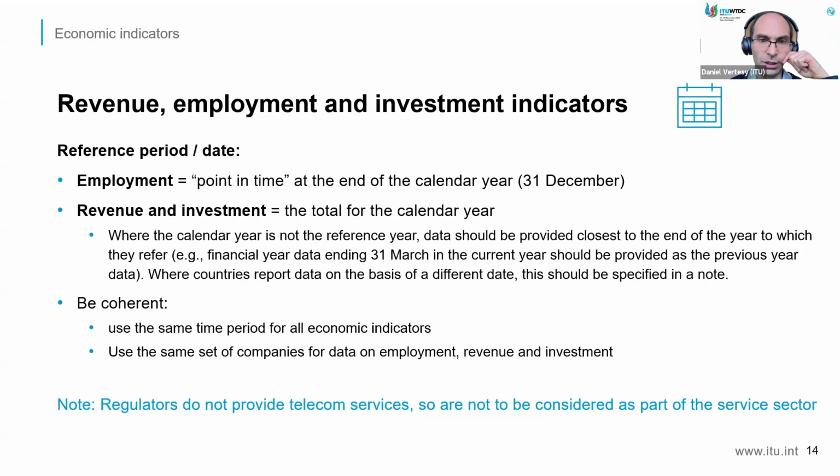Timing is a tricky question when it comes to the economic indicators. Employment is measured as a point-in-time indicator, so that is at the end of the calendar year, 31 December of the focal year. However, revenue and investment is a sum of the total that is happening within the calendar year. And since economic activities are often not measured in terms of calendar years, but in terms of financial years, you have to be very clear about the data that is available. And this is something that you definitely have to note in the questionnaire.